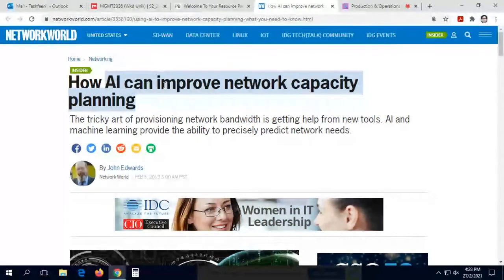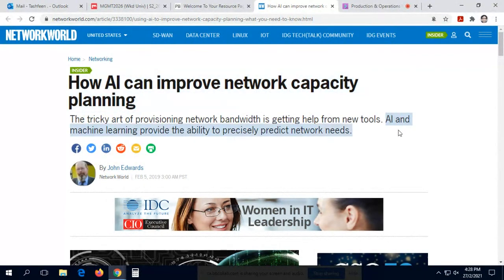But this one is artificial intelligence. It can improve network capacity. So for example, look at this one. Artificial intelligence and machine learning provide the ability to precisely predict network needs. Precisely predict. So once you can precisely predict, then you can give the resources where they are needed, at the time when they are needed. I think the modern capacity building would be something like this.